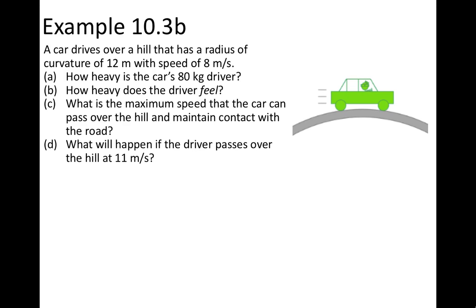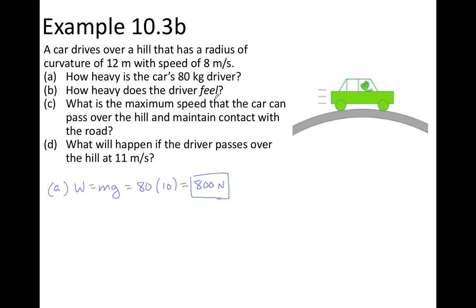In this example, we have a car that's driving over a hill that has a radius of curvature of 12 meters, and it's moving with a speed of 8 meters per second. We want to know how heavy the car's 80 kilogram driver is. So for part A, this is really straightforward. Weight is mass times g. We have a mass of 80 kilograms. g has a value of 10. And our 80 kilogram driver weighs 800 newtons.